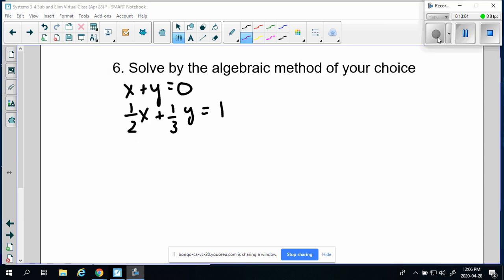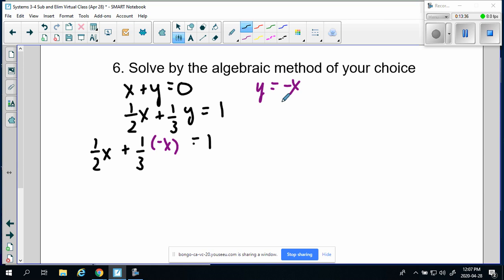The majority of students are choosing to do this by substitution, so I will show you how to do it by substitution. It doesn't really matter which one you isolate, x or y. I guess I'll just isolate y. So y is equal to negative x. Now, instead of writing y, I'm going to write negative x. So down here, 1/2 x plus 1/3 negative x is equal to 1. And that's what substitution is about. You isolate one variable, and then you substitute the entire expression into the second equation.